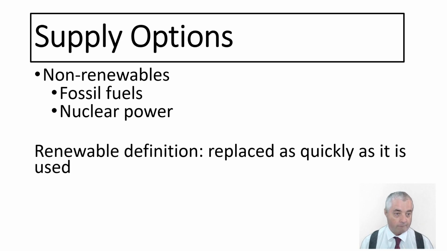Non-renewable, things like fossil fuels, are not replaced as quickly as they're used. And the inference there is if they're not being replaced as quickly as they're used, then eventually they're going to run out. So that's the difference between renewables and non-renewables.